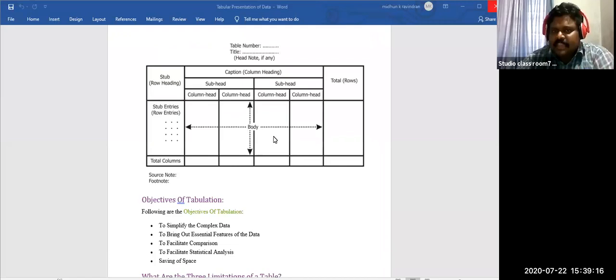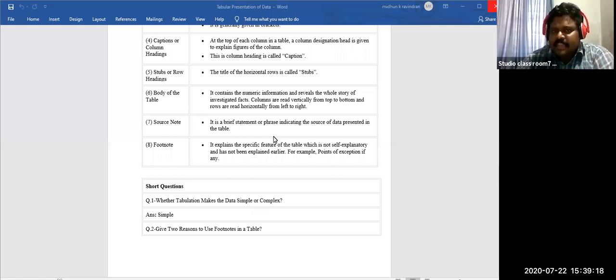I will read one more time for you people. It contains numeric information in digits, and reveals the whole story of the investigated facts. What we know about the data, what the quantity is, and what the basic digits related with the data are, everything will be there in the table. Columns are read vertically from top to bottom, and rows are read horizontally from left to right.